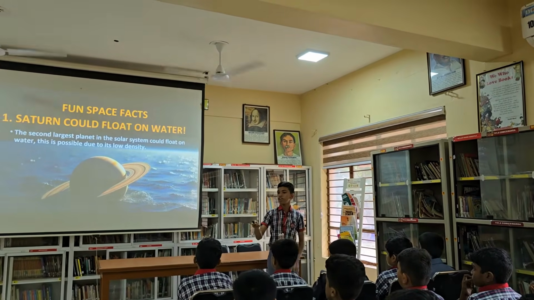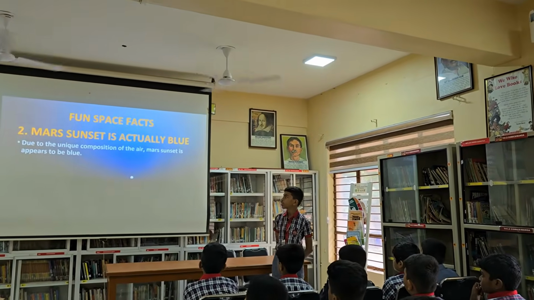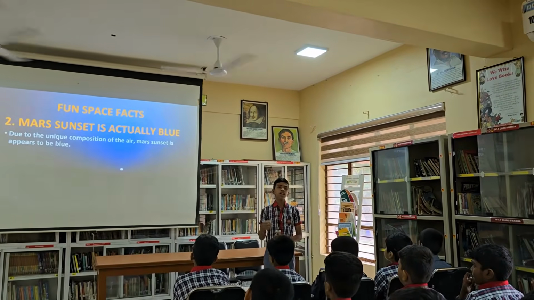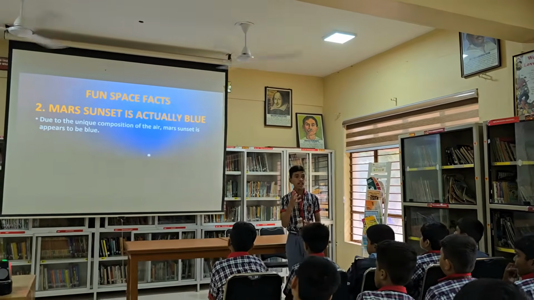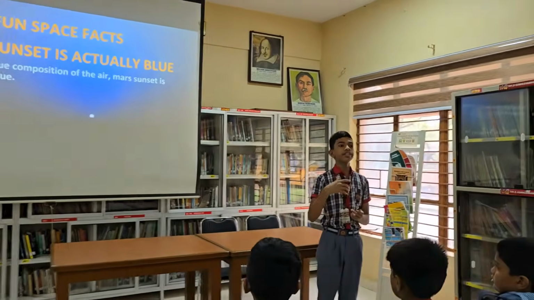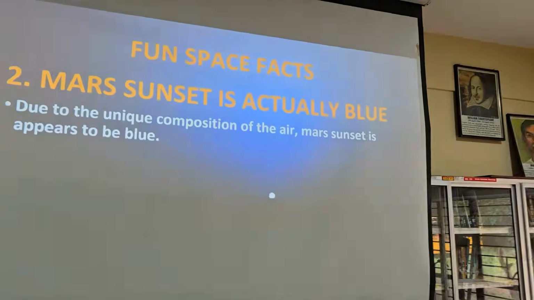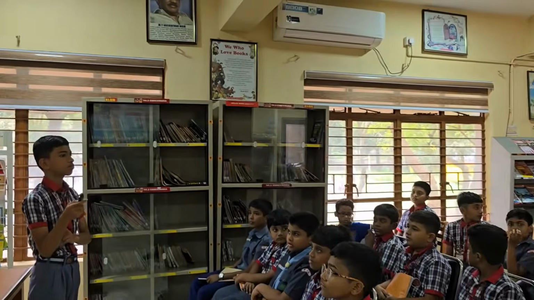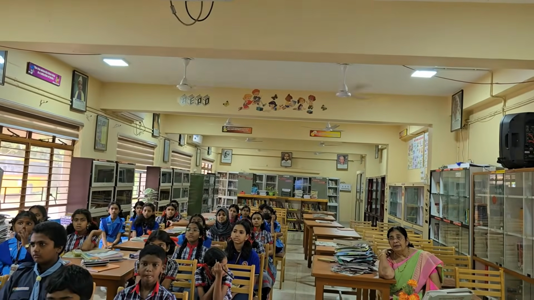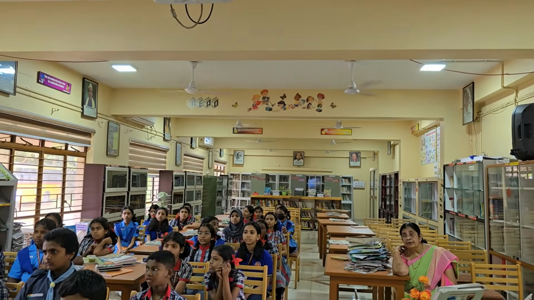The second fun space fact is that Mars's sunset is actually blue. This is due to the unique composition of the air. On Mars, the fine dust actually scatters blue light more effectively than red light, which causes sunsets on Mars to appear blue. Mars is usually pictured as red in color. Yes, but what I am saying here is that the sky will look blue when the sun sets.